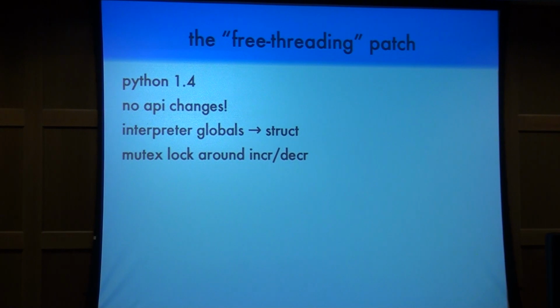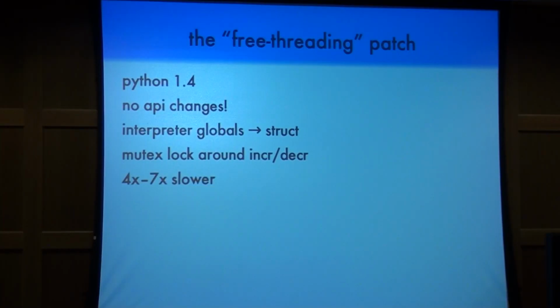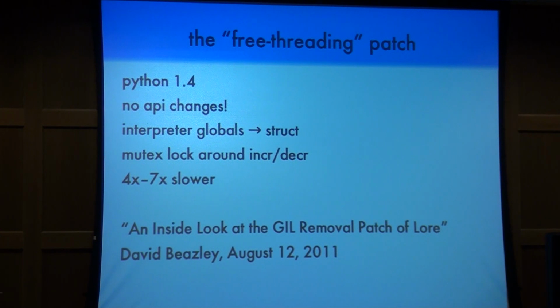So you had to acquire it, change the reference count, and then drop it very quickly. But people were constantly grabbing and releasing this lock so much that the lock itself caused a really big performance degradation. So as a result, Python was between 4 and 7 times slower. This is according to David Beazley, who revived this patch in 2011 to experiment with it and report on how well it worked, which was to say not very well.